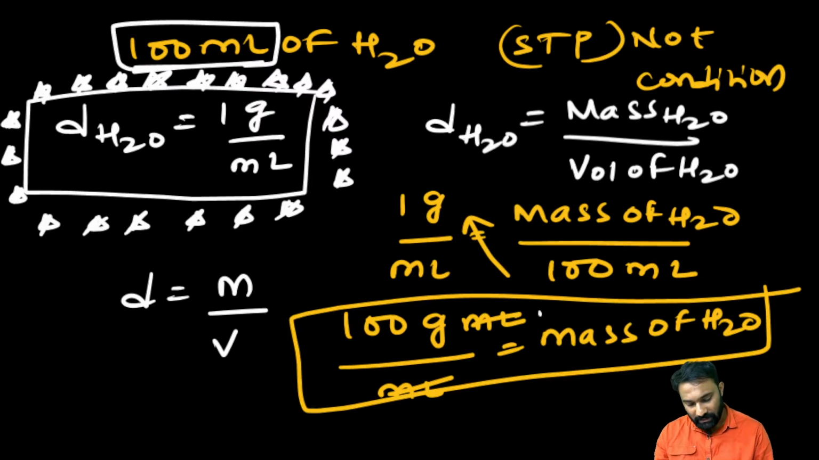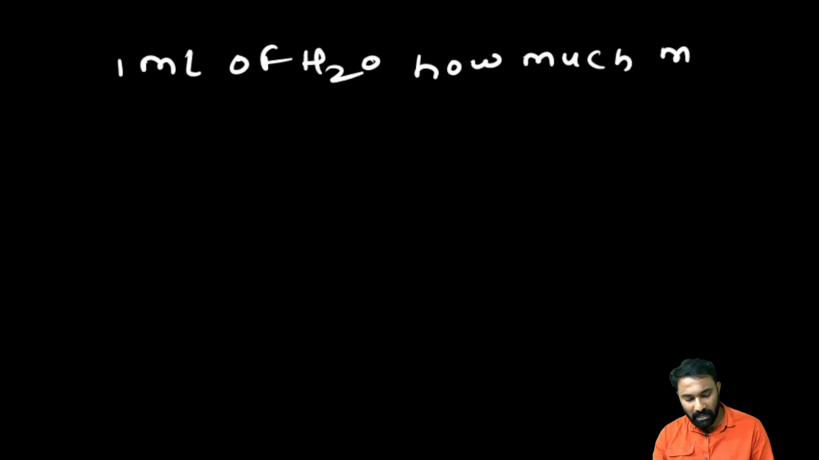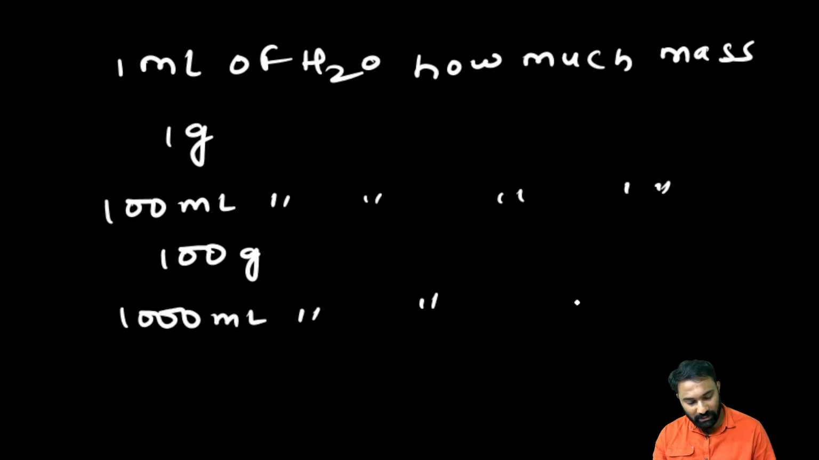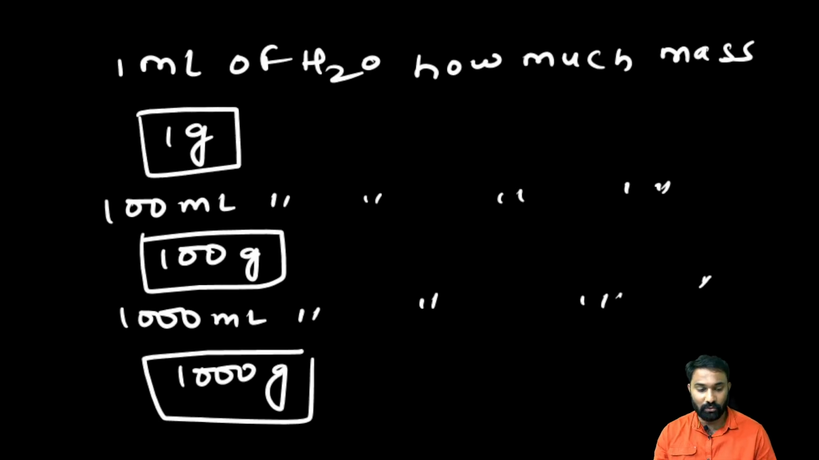Blindly believe that one. If they ask how much mass 1 ml of H2O contains, that is 1 gram. If they ask how much mass 100 ml of H2O contains, that is 100 gram. If 1000 ml of H2O, then 1000 gram. Blindly believe this one. My dear friends, many students get confused here only.